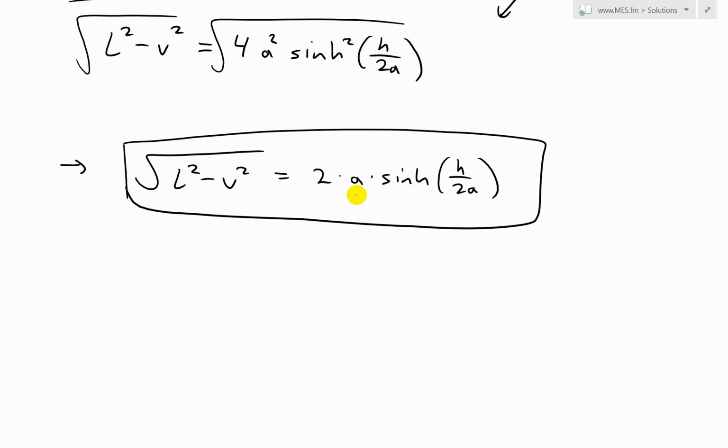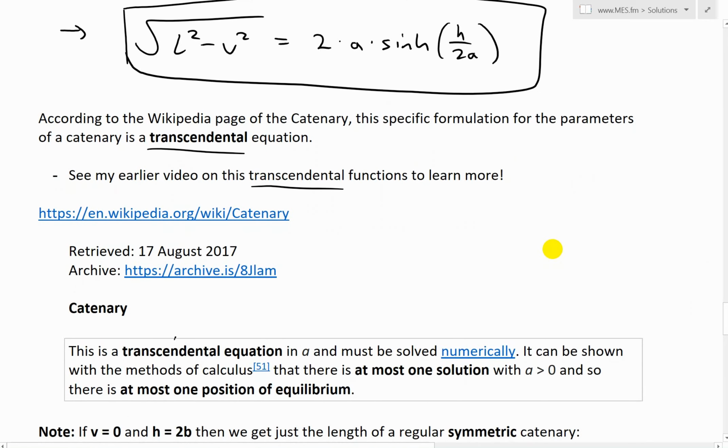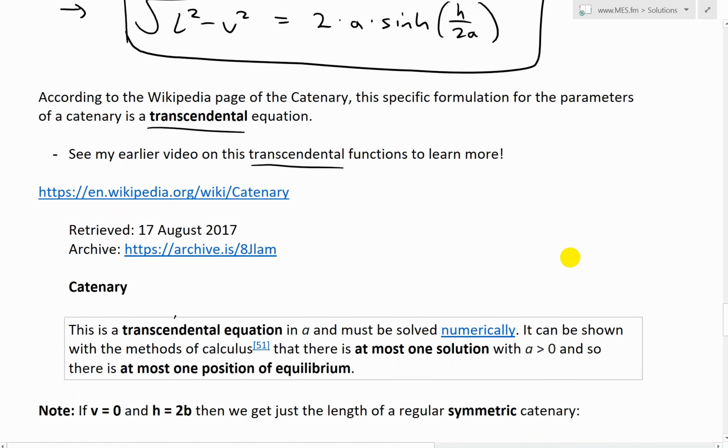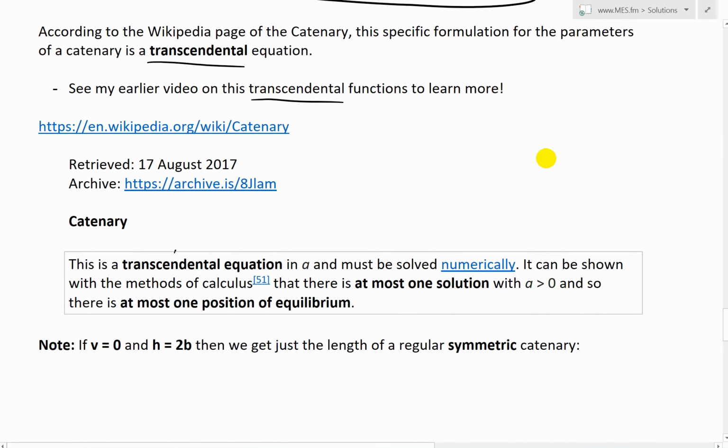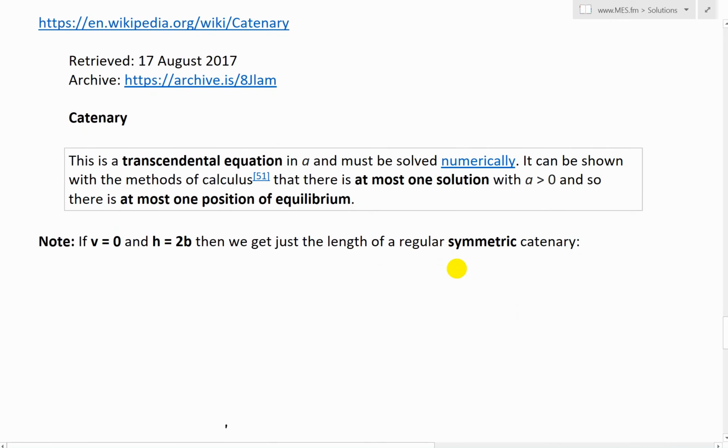all in one interesting formula. And now, according to the Wikipedia page of the catenary, this specific formulation for the parameters of the catenary is a transcendental equation. You can see my earlier videos on transcendental functions, because it just means you can't solve it using basic functions. We'll have to use some numerical approximation approach to solving these. And here's from the Wikipedia page: this is a transcendental equation in a and must be solved numerically. It can be shown with the methods of calculus that there is at most one solution with a greater than 0. So there is at most one position of equilibrium.